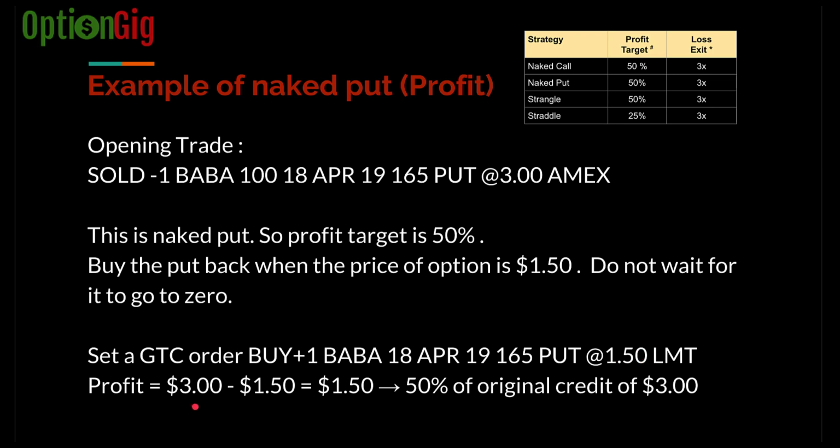initial credit received is $3. I'm buying it back at $1.50, so the profit is $1.50, which is 50% of the original credit of $3. If you put a GTC order, or good to close order, you will take your emotions out of it. You don't have to babysit this order. Whenever this naked put option reaches $1.50, the order will get executed and you will capture the profit.